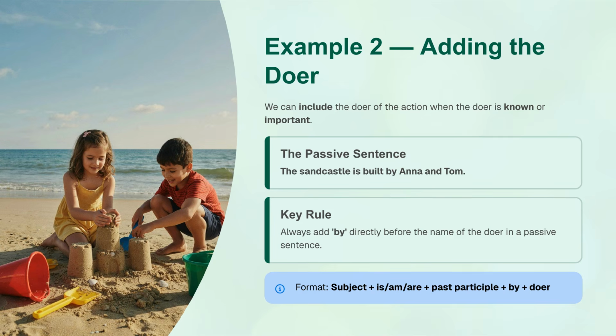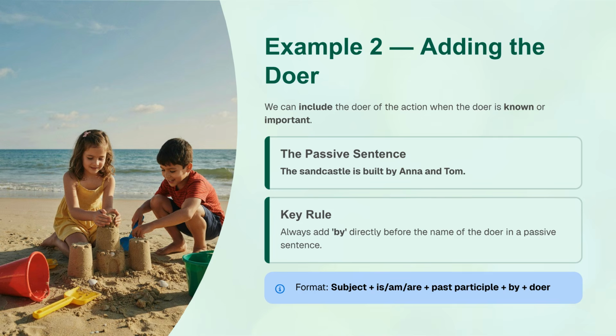Our second example shows how to add the doer. We can include the person who did the action when they are known or important. For example, the sandcastle is built by Anna and Tom. Here is our key rule. Always add by directly before the name of the doer in a passive sentence.